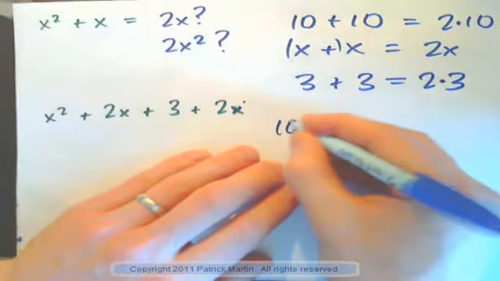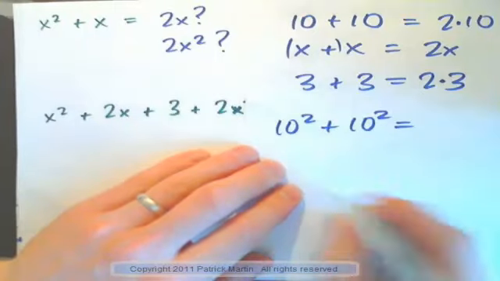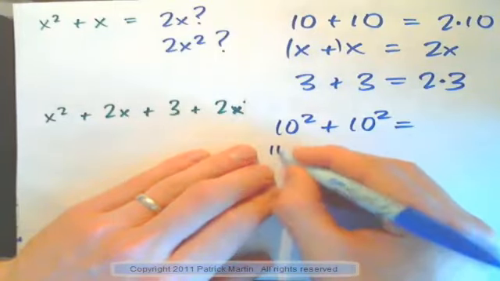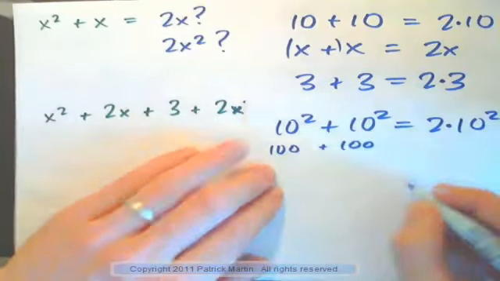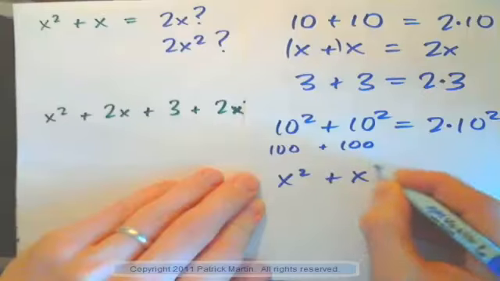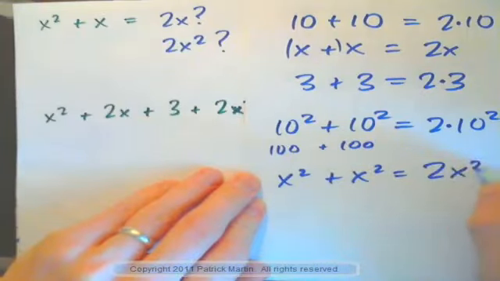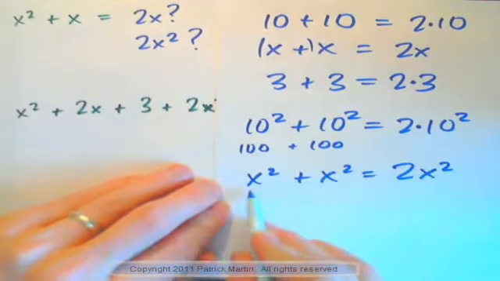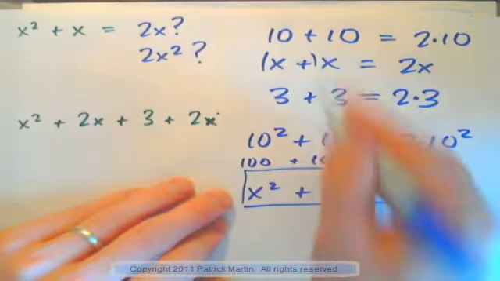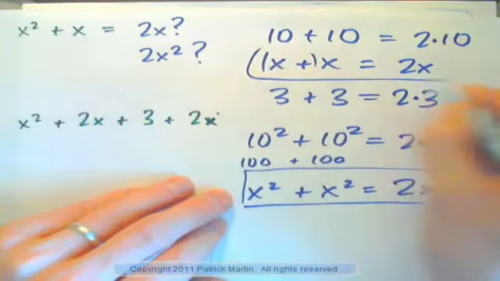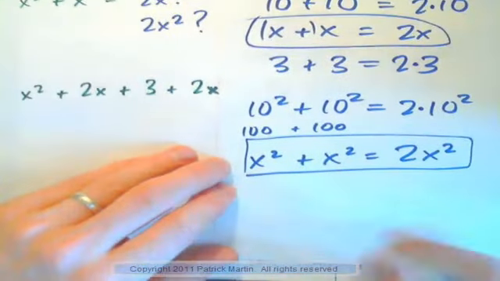Now, if you have 10 squared plus 10 squared, that's a different thing. That's 100 plus 100, which is 200, or 2 times 10 squared. Just like x squared plus x squared would be 2 times x squared. These are like terms. When they have the same exponent, they're like terms. You can add x's together, you can add x squareds, and indeed x cubed.